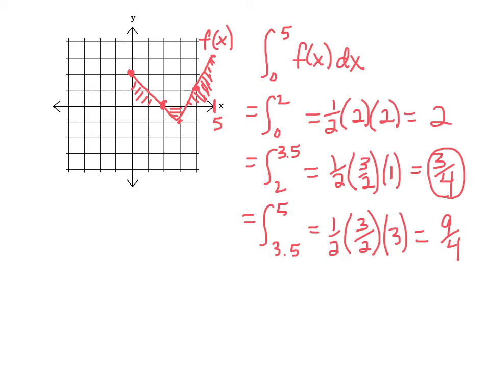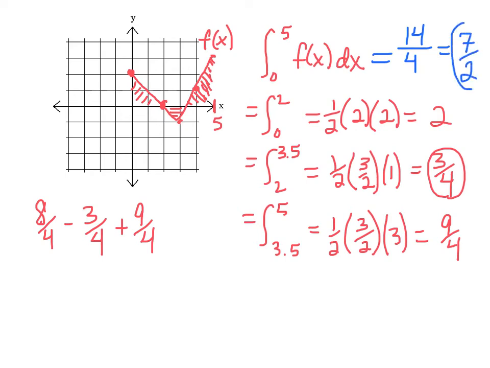So what we can do then is change 2 to 8/4, if that works for you guys. So I'm going to do 8/4, subtract 3/4, again because that area is below the x-axis, and then add 9/4, and that will give me the total integral from 0 to 5. So 8/4 minus 3/4 would be 5/4, and then 5/4 plus 9/4 would be 14/4. If you want, you can reduce that, and that would be 7/2. So that would be the area under the curve from 0 to 5.